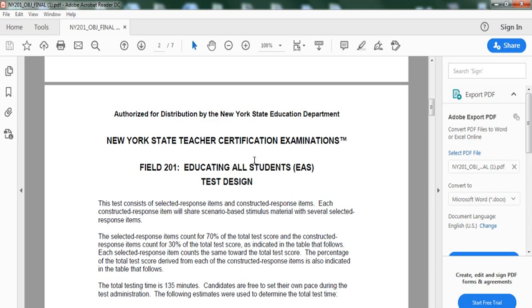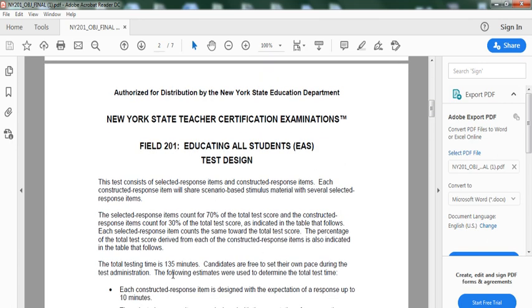Hence why I say, keep this in mind, pay more attention to the multiple choice questions in the essay. Again, essay consists only of 30%, so 70% is all multiple choice. The test is 135 minutes.